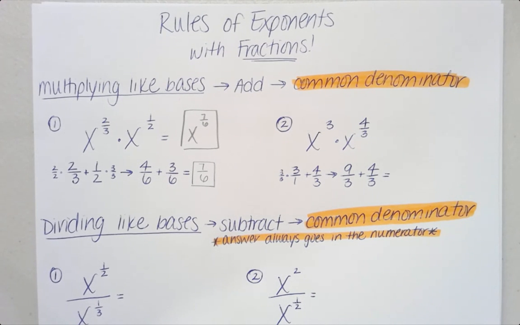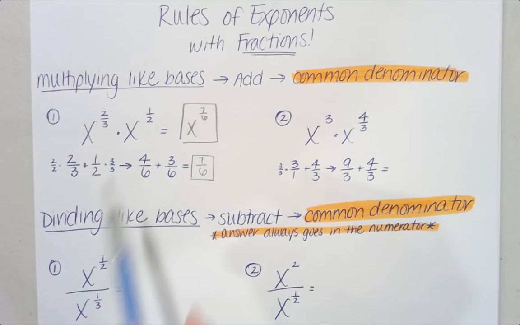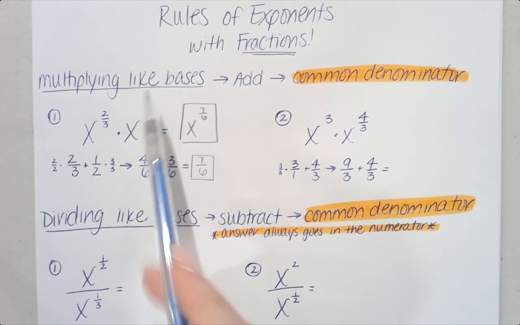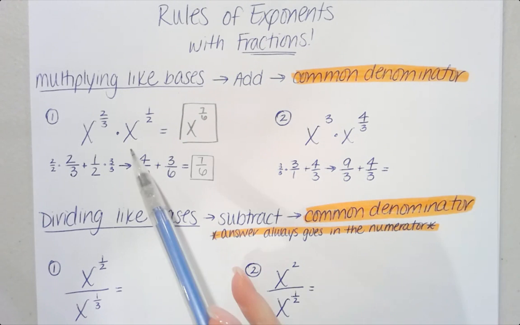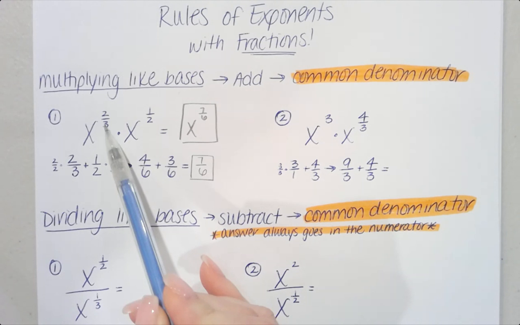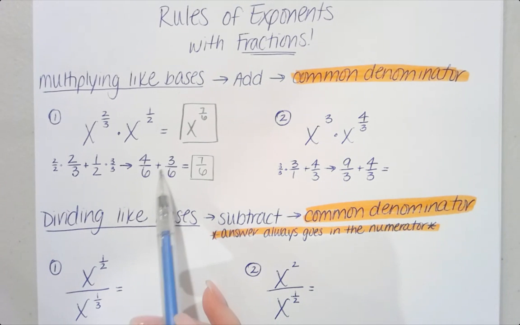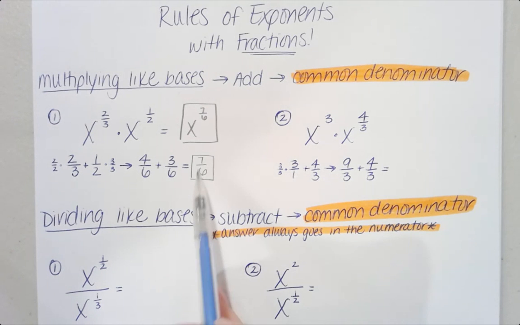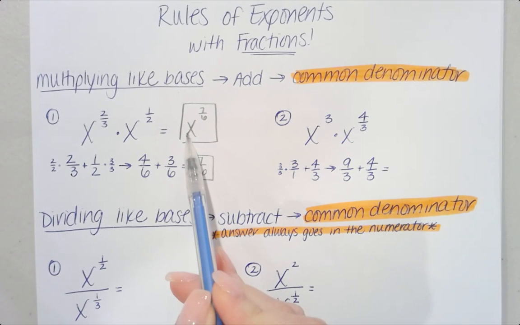I've done some of the work ahead of time so that you guys can cut down on the length of this video. When you're multiplying your like bases, you're going to add your exponents, which means you need a common denominator. So as you can see here for my first example, when I'm multiplying these like bases, I'm going to add these exponents. They both need a common denominator of 6. When I add 4/6 and 3/6, I get 7/6, which becomes my final answer for my exponent of my base of x.